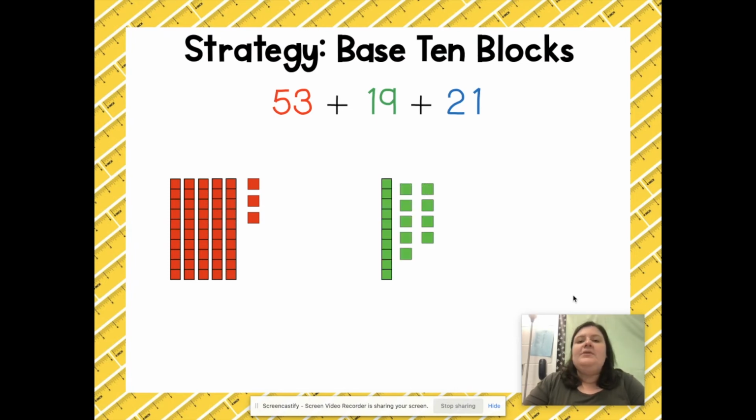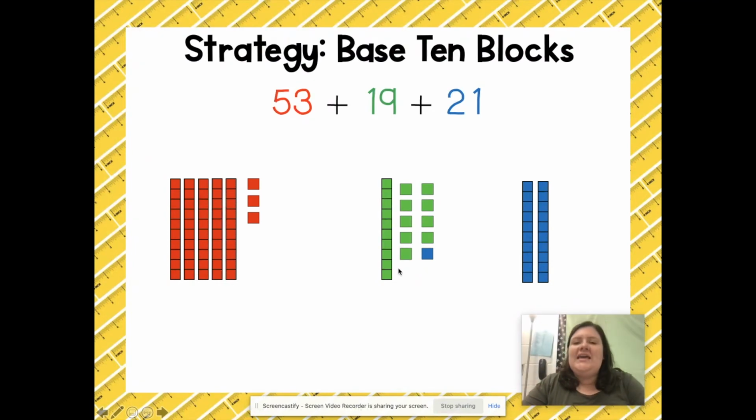For 19, I'm going to take out my 1 rod and 9 ones pieces. And then for 21, I'm going to take out my 2 rods and 1 piece to represent 21. I'm going to take a look at everything and decide, do I have a way of making a 10? Well, I have 9 ones in 19, and if I add the 1 over from 21, that gives me a 10.